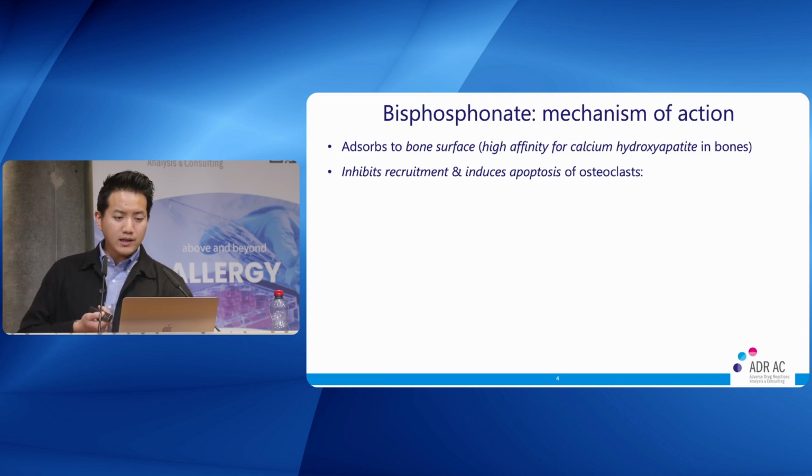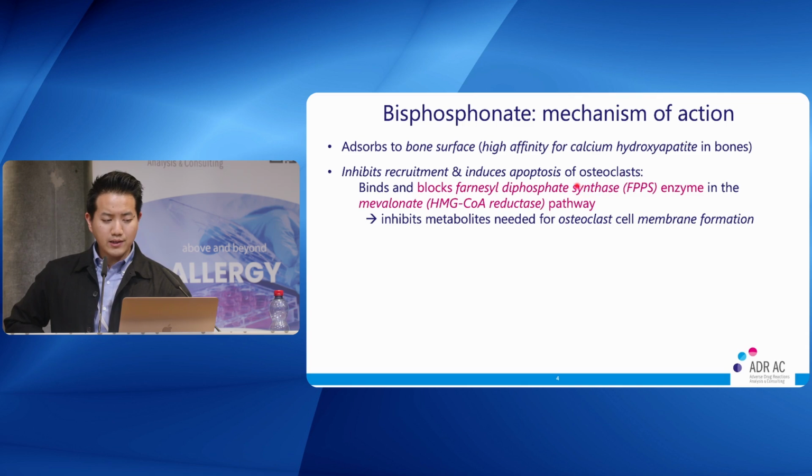And so I want to talk again now really on the mechanism of action of these bisphosphonates. I've mentioned before that they have a high affinity for the calcium in the bones, and they go there rapidly. And what they do there is really inhibit the recruitment and also induce apoptosis of osteoclasts. And these osteoclasts are actually important in resorption of the bones to help you remodel. But specifically, the bisphosphonates are blocking the farnesyl diphosphate synthase enzyme. This is found in all cells, actually, but because they are found really in the bones, it's more affecting the osteoclasts.